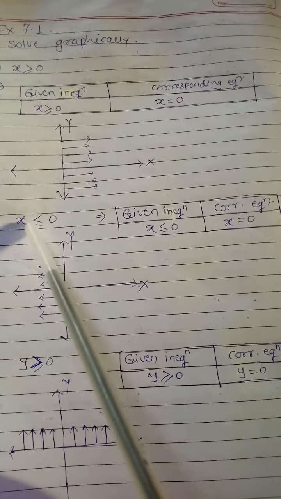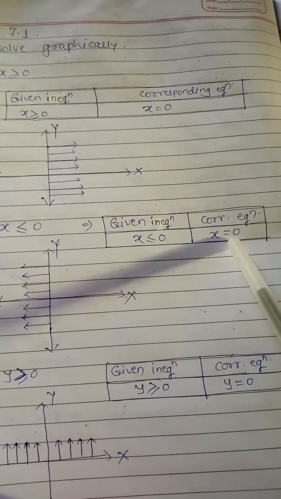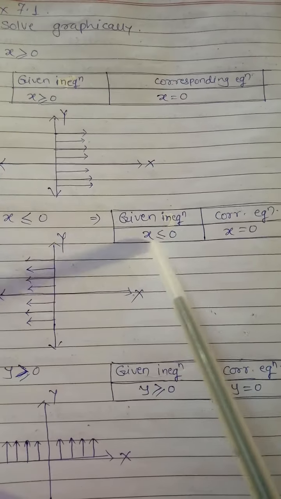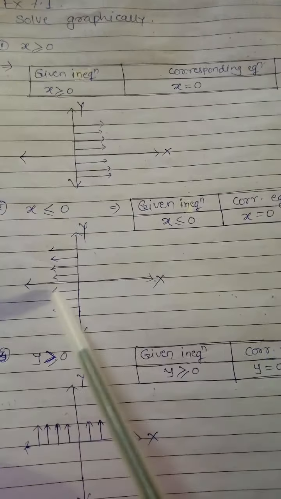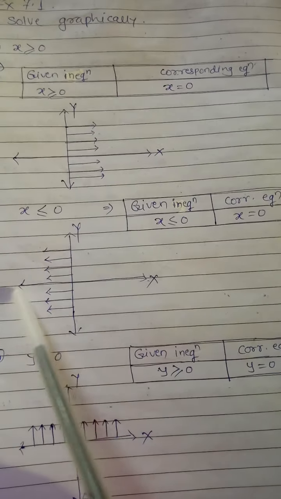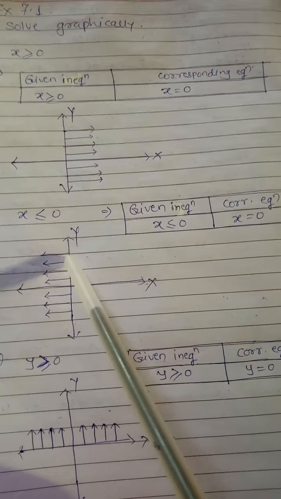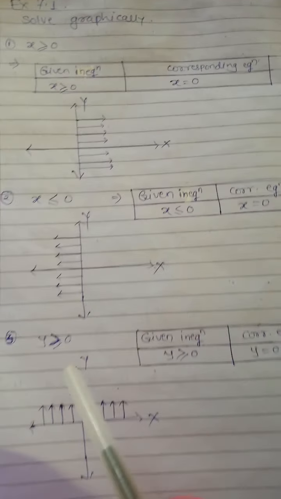Second example is x is less than equals to 0. Again the given equation is x is less than equals to 0. Corresponding equation is x is equals to 0. Now see the value of x is less than equals to 0. So less than means on the left side. So the left side, the negative x axis, shows the values which are less than 0. So we have to just draw the arrow on the left side.